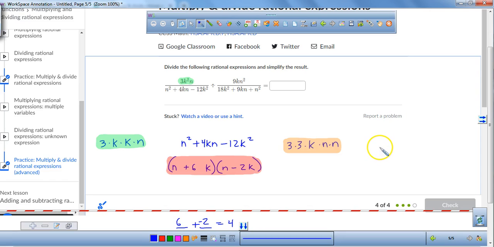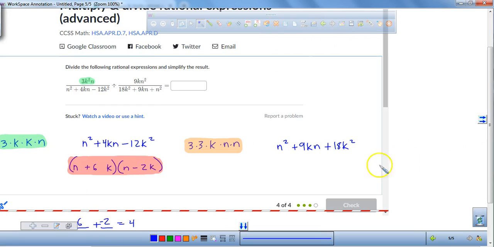We're going to make this a little bit easier for ourselves. See where it says 18k squared right there? We're going to rearrange this. We're going to put n squared, lead out with that, plus 9kn plus 18k squared. We're going to factor that because this one's a little bit easier if we just think of it this way.